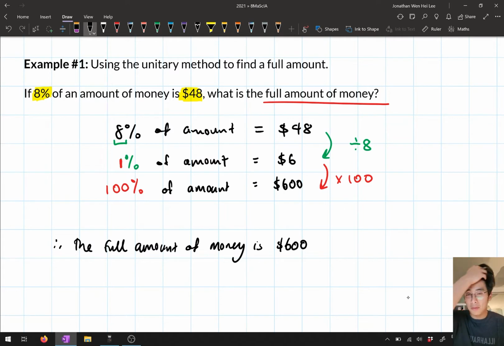And that's how we can use this unitary method. So let's just quickly sum up the steps that we have here. For the unitary method, you firstly want to just identify your percentage and the amount that it's equal to. Then we want to write this out in an equation. So here I wrote this out in an equation like this: 8% of amount is equal to $48. Then from there, we're just going to work down to get 1 unit. So I divided by 8, so I got 1%. And I worked our way back up. So here I times it by 100 to find the 100% of the amount. Okay, that's the first set of examples.